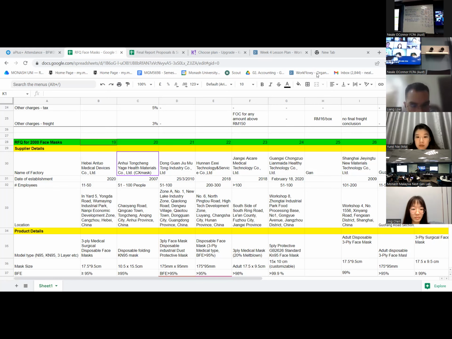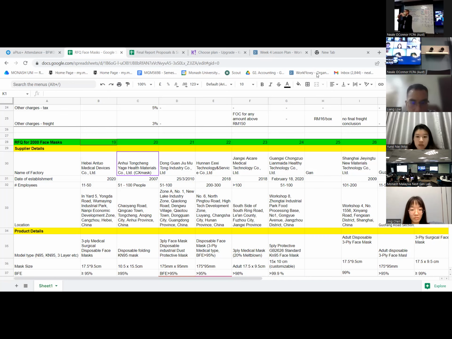KN95. Because they are having a third party auditor and also FDA. Yes. Okay, all right. FDA approval. That's a huge thing, actually. Okay, that's 10. What about 7?